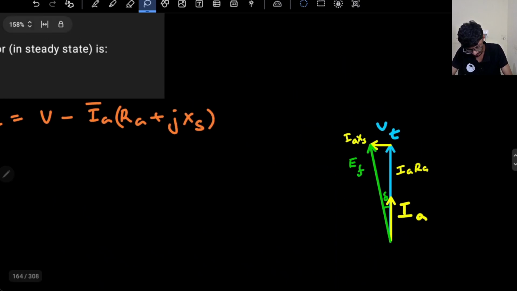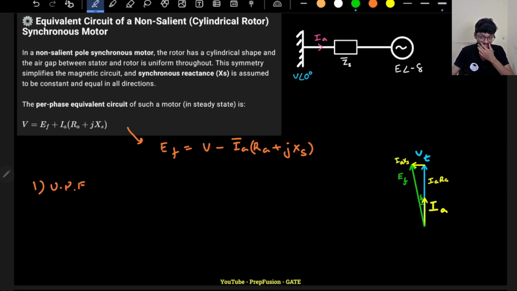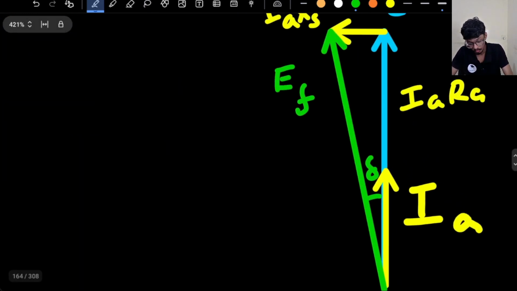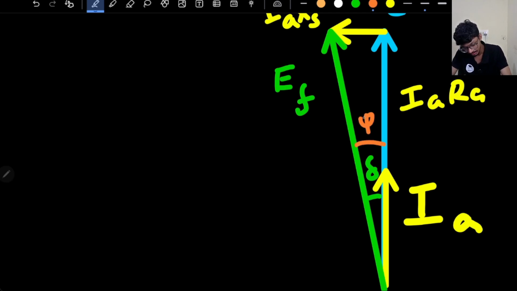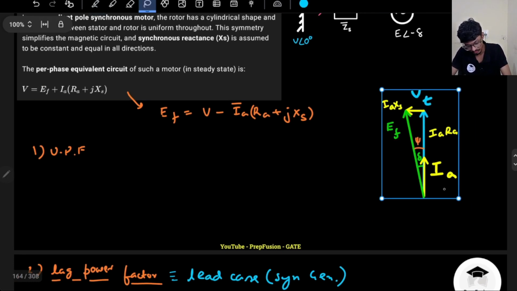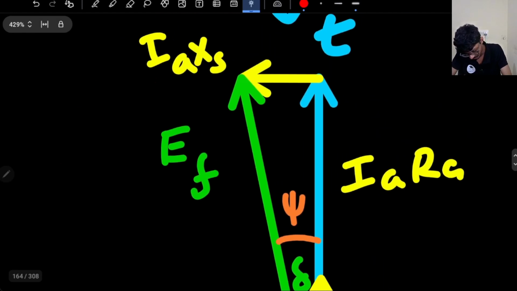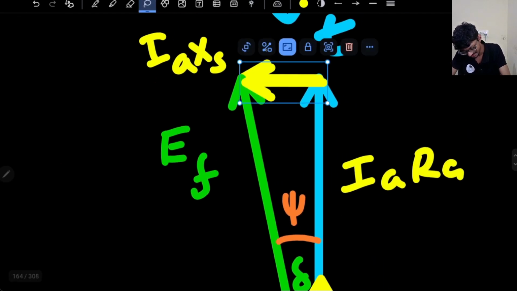Now I will derive one thing. I want to derive the length, and what is psi? Remember, psi was the angle between EF and IA. All these angles you remember, right? For the generator we derived it. It is the internal power factor. For unity power factor, I can break this down into two components, one along this and one along this. This length will be the same as this length. Somehow IRA is gone. Sorry.